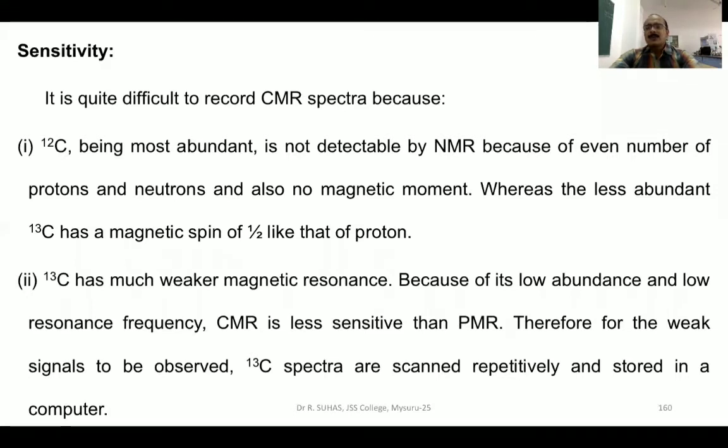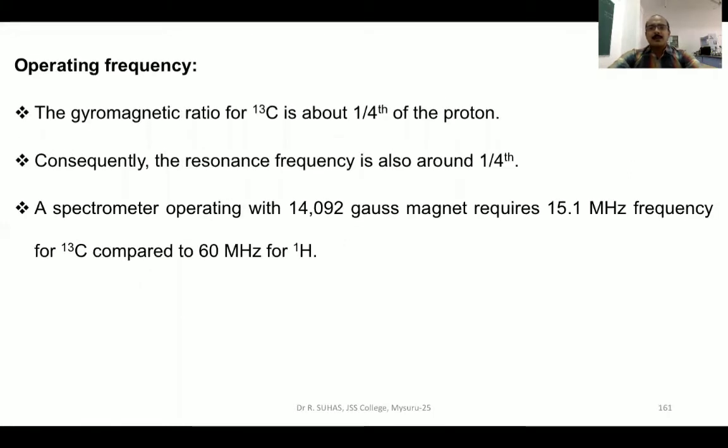For this purpose, we have to repeatedly scan, and that means even the time taken for recording C13 NMR is very high when compared to proton NMR. Say, for example, if you take 5 minutes for recording proton NMR, then you need nearly 15 to 20 minutes for recording C13 NMR because the sensitivity is very less. In order to enhance the sensitivity, you need to scan the spectrum repeatedly and store it in a computer. What about the operating frequency?